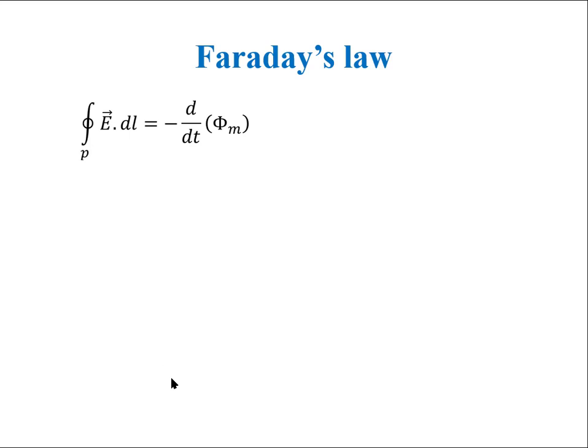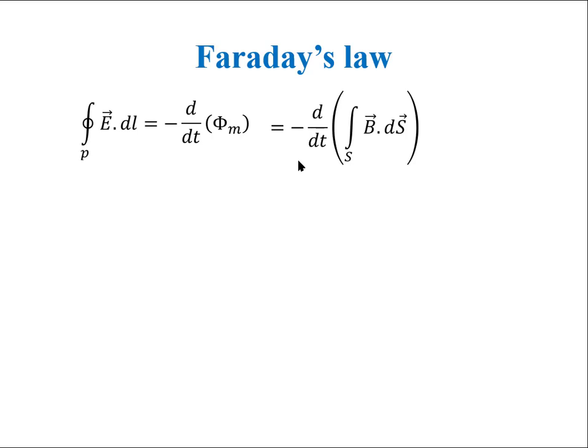So Faraday's law becomes: the EMF, the closed line integral of the electric field, is equal to the rate of change of magnetic flux with a negative sign. The magnetic flux is given by the surface integral of the magnetic field. So mathematically, this is the integral form of Faraday's law.